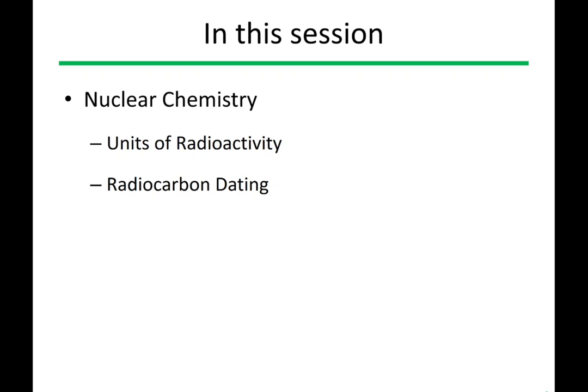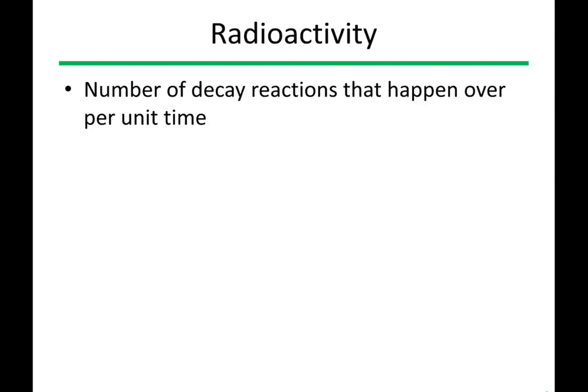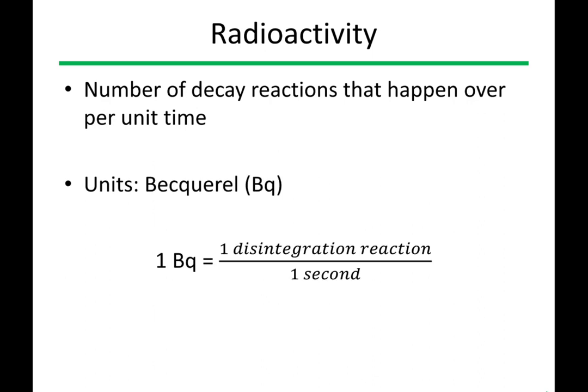In this video, we'll be talking about some units that we use to measure radioactivity and radiocarbon dating. One way to think about the radioactivity of a compound is how many decay reactions are going to happen over a given amount of time. The most common unit that we use for this is the Becquerel, which is the number of disintegration reactions per second.